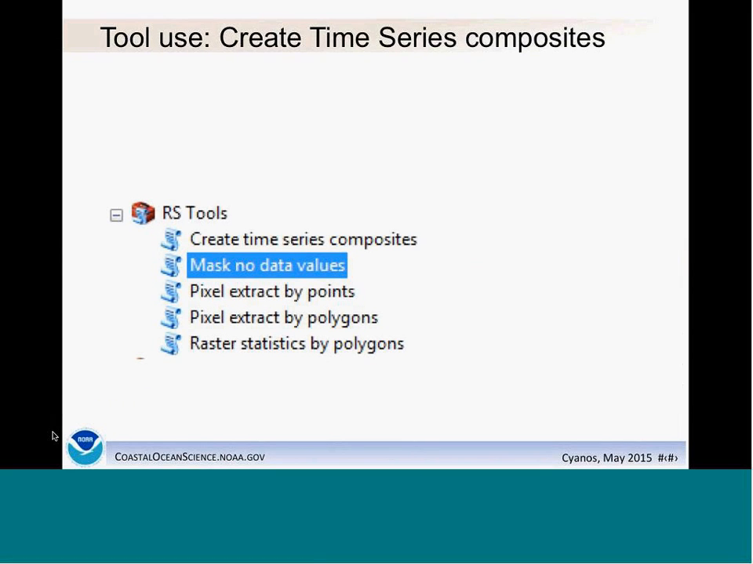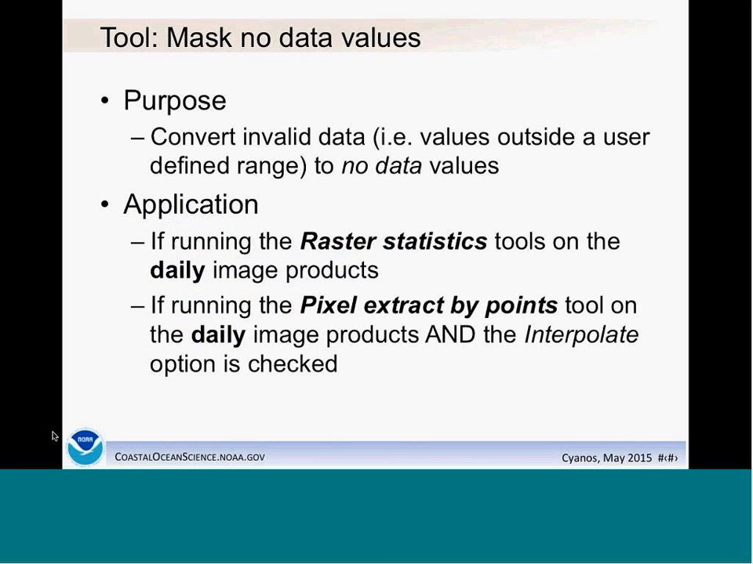The final tool is a utility function that allows us to convert data out of range to no data values, for those specific applications that I just covered previously. So you would need to run it if you were going to run that tool on the daily input of the image product.